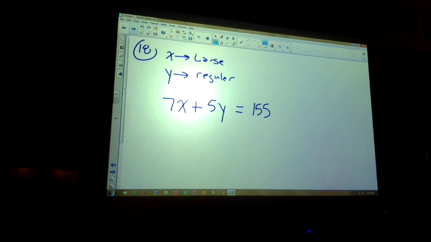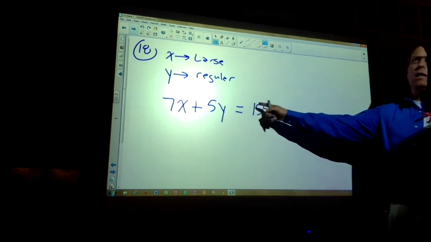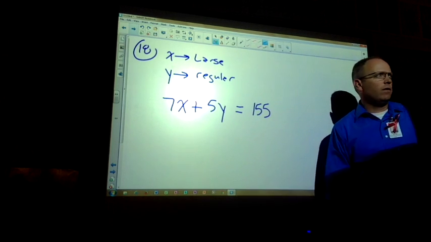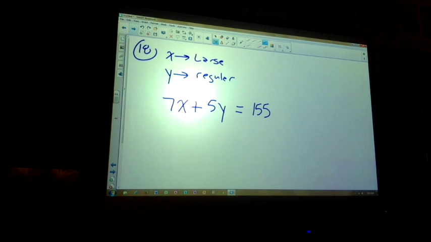Let X represent the cost of a large. Let Y represent the cost of a regular. So 7 times however many larges we buy plus 5 times as many regulars we buy will equal 155. We'll total that. So this one's an equality. I wasn't trying to be less than $155. I was trying to get to exactly that amount. Make sense?